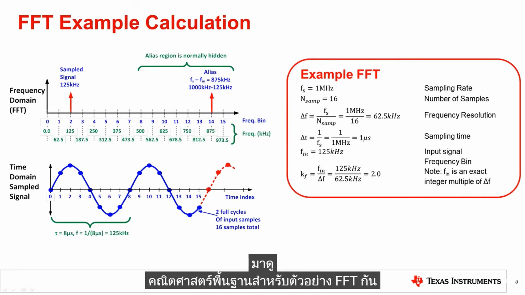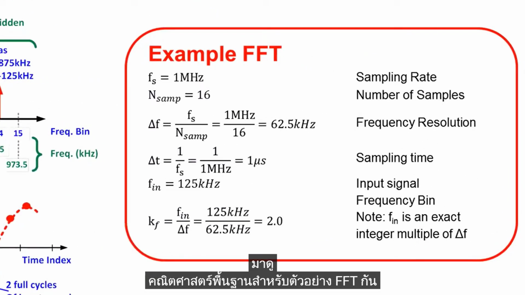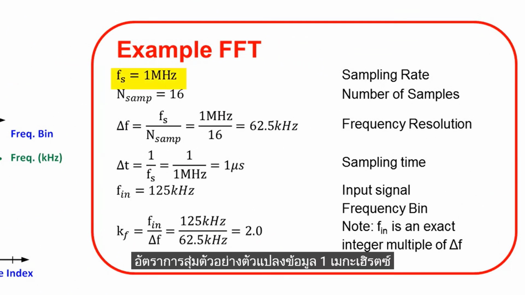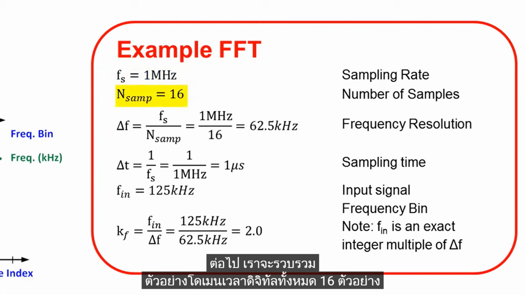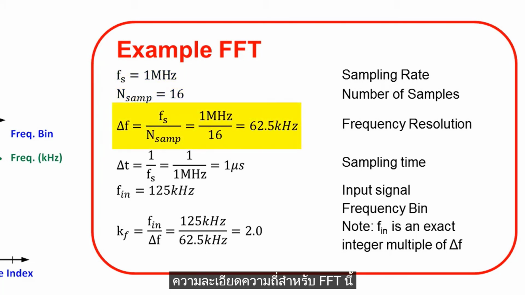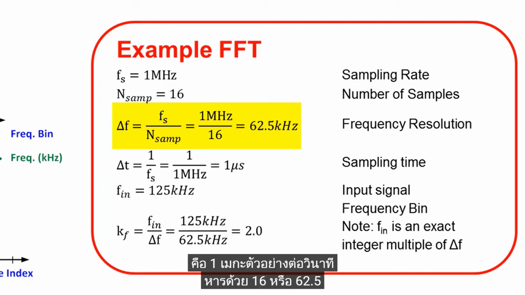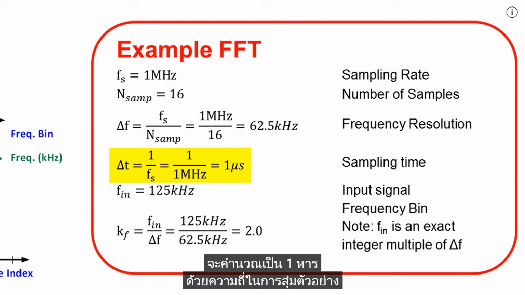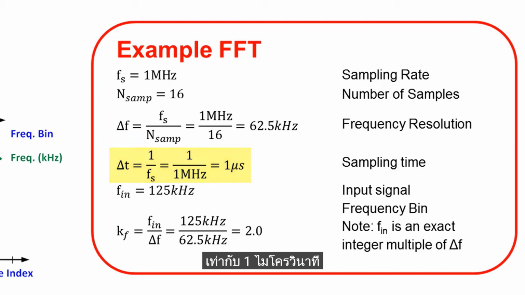Let's step through some basic math for an example FFT. First, notice that we have a 1 MHz data converter sampling rate. Next, we collect a total of 16 digitized time domain samples. The frequency resolution for this FFT is 1 megasample per second divided by 16, or 62.5 kHz. The time required for each sample is calculated as 1 divided by the sampling frequency, or 1 divided by 1 MHz, which is equal to 1 microsecond.